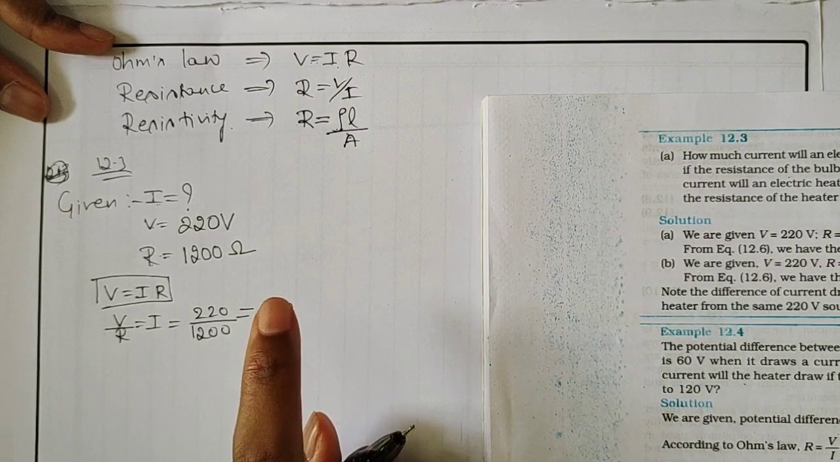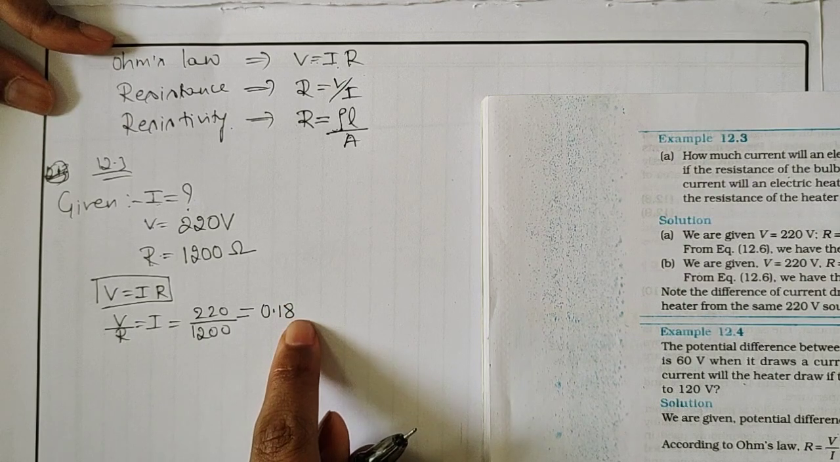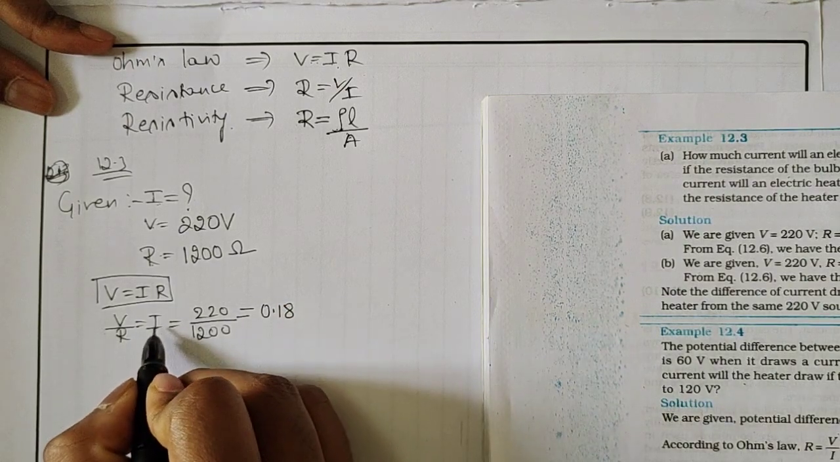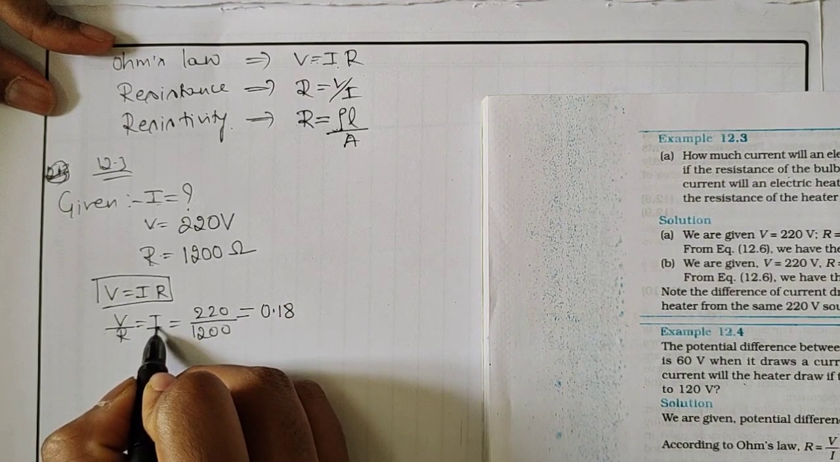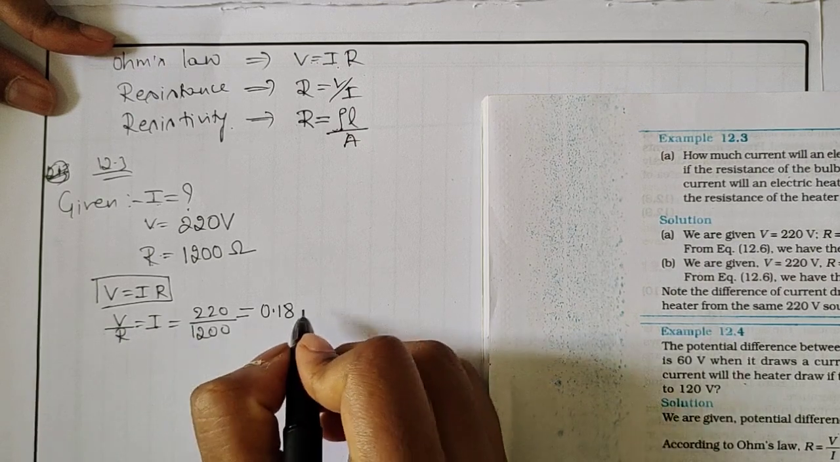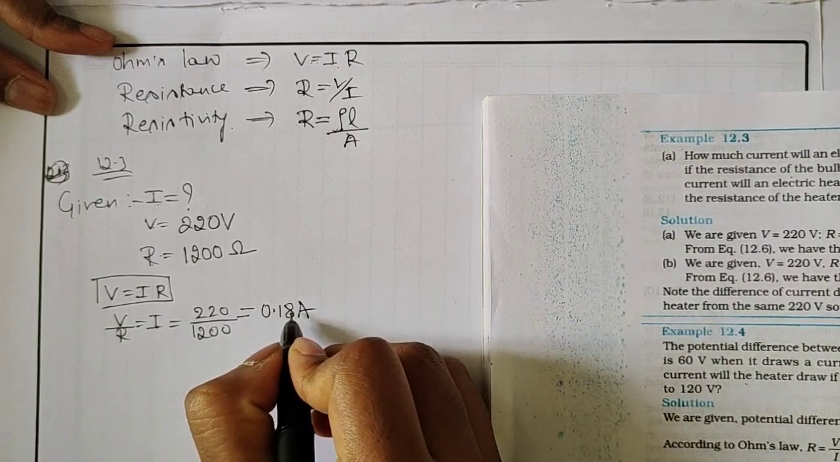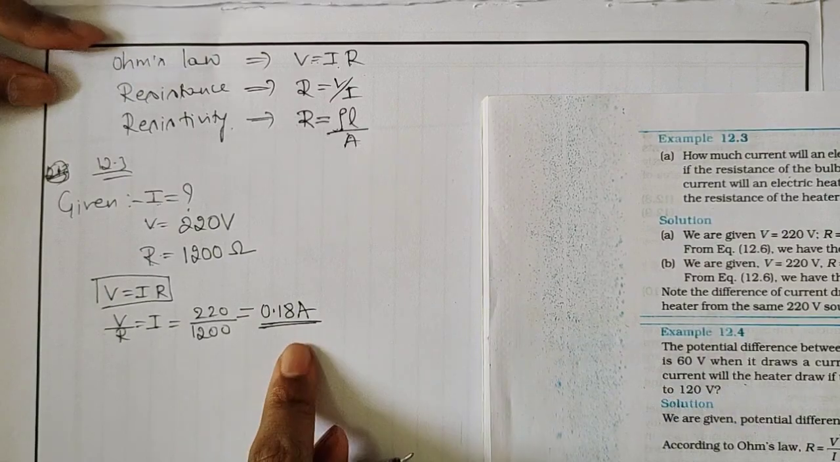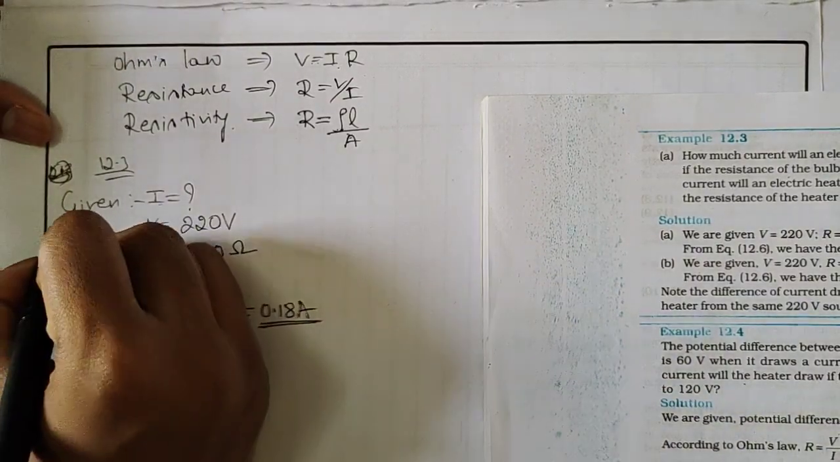And this is not the end. The answer will be complete only with the SI unit. Now what did we just find? We found I, that is current. What is the SI unit of current? Ampere. So 0.18 ampere is your answer. Clear? Now this is one question.